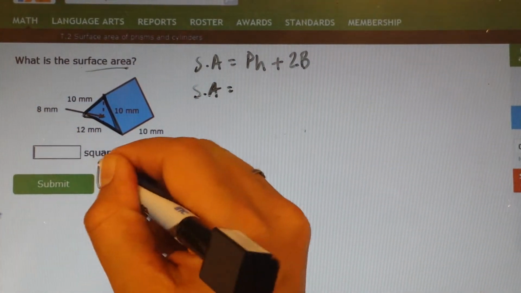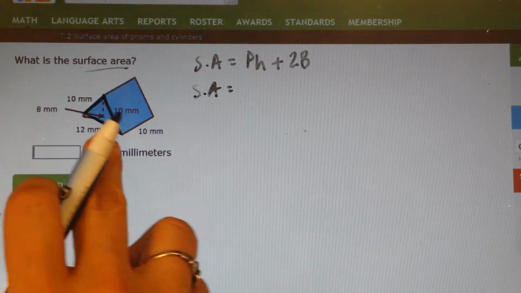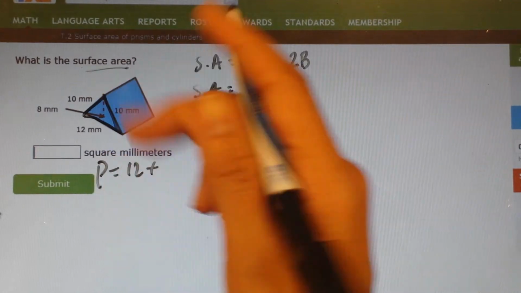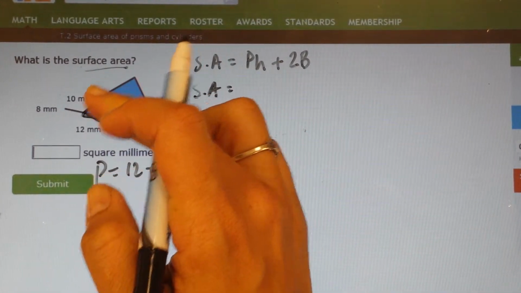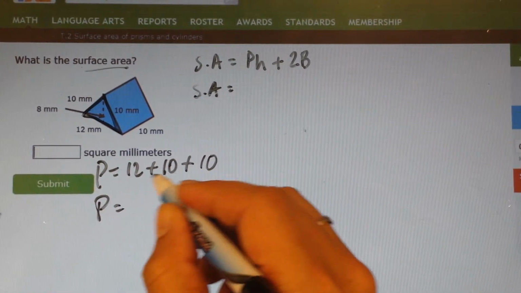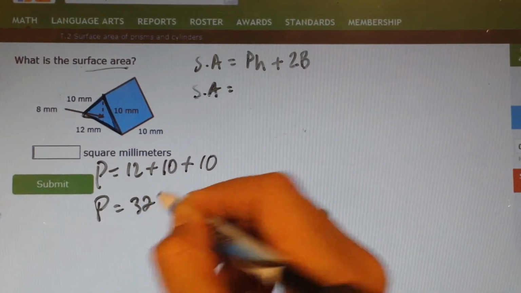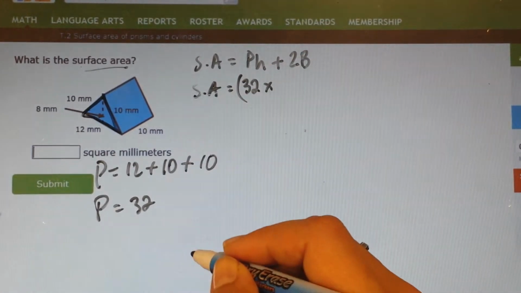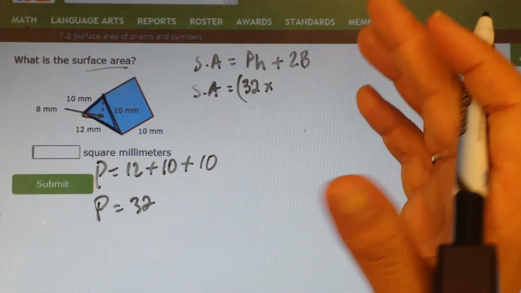So capital P is going to be, that looks like 12, right? Plus 10 plus another 10. That's capital P. So P is equal to 10, 20, 30, 32. So I'm going to put 32 times the height. Okay, the height of the actual prism.